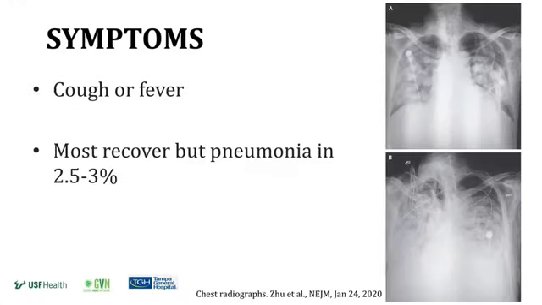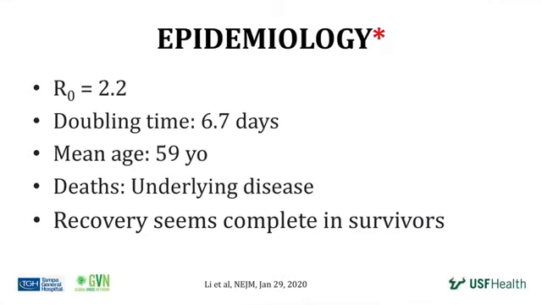So symptoms, usually a dry cough followed by a fever, all your upper respiratory tract symptoms. Most recover, but about 2.5 to 3% can progress into pneumonia, and I'll show you in the next coming few slides about the case fatality rate.